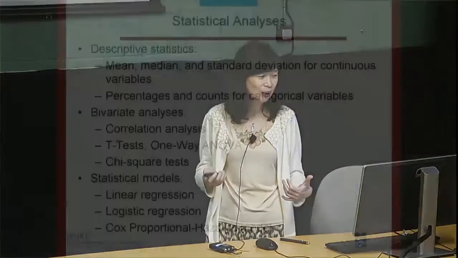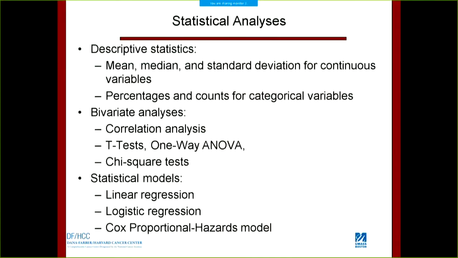So again, as Clemens mentioned before, we begin with the descriptive statistics to give some reports: the mean, standard deviation, and the confidence interval for the continuous data, and for the categorical variable, we report counts and percentages, and try to give those descriptions. And then we move to the bivariate analysis.